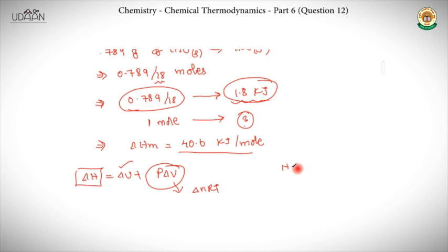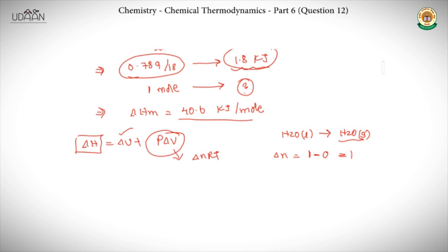Since here water in liquid state is getting converted into water in gaseous form, what is delta n? Change in number of moles of gas, products minus reactants. The number of moles of gas in products is 1, minus in reactants only liquid, no gaseous form, so 0. So delta n is 1. So delta H equals delta U plus delta nRT. That gives us delta U, the change in internal energy, equal to delta Hm, that is the molar form, minus delta nRT, means RT, and delta n is 1.